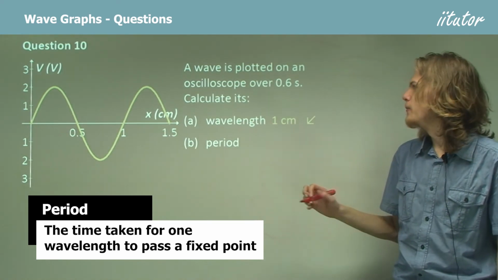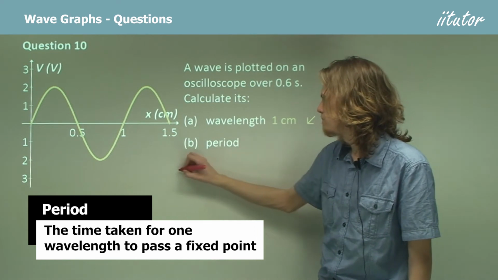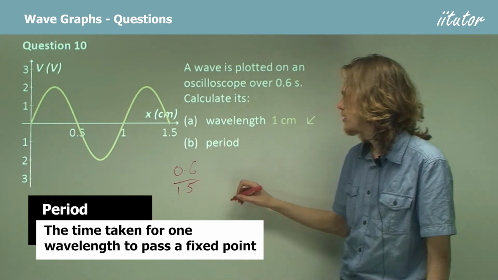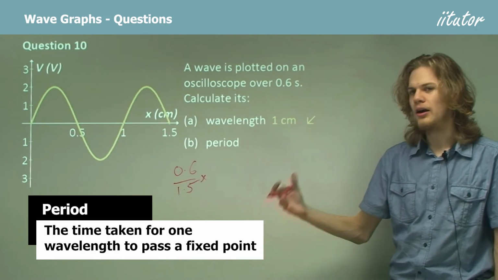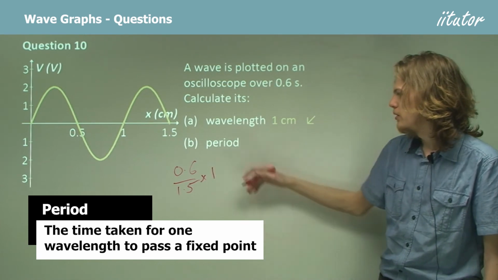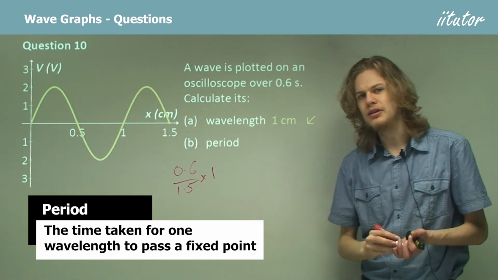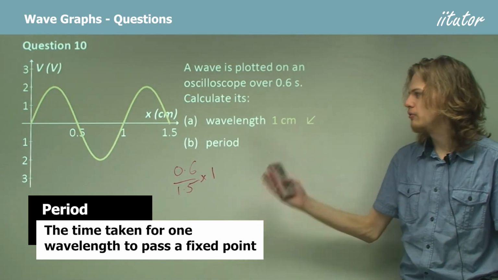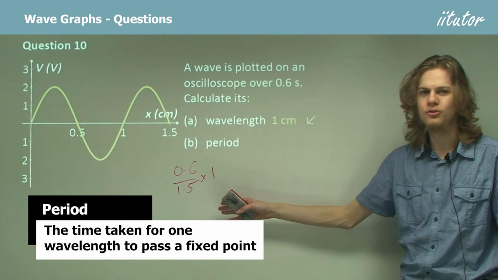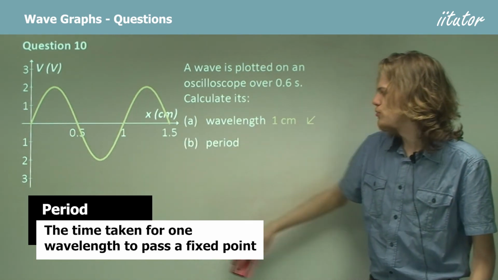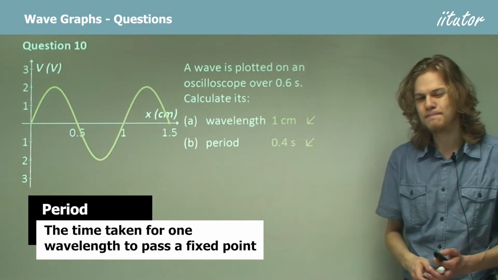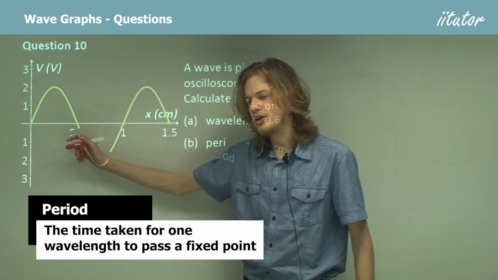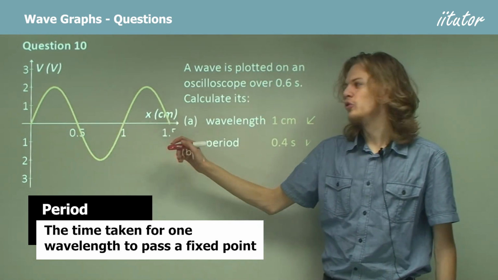So essentially what we need to do is take 0.6 and divide it by 1.5, and then multiply it by 1 wavelength. So 0.6 over 1.5 will give us the time that it takes for a single wavelength to travel across, instead of 1.5 wavelengths to travel across. And that, of course, will just give us 0.4 seconds, which is 2/3 of our original value. We can see in this trace that 2/3 of the trace will be 1 whole wavelength.